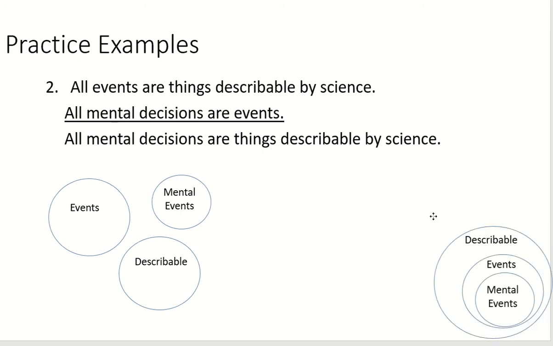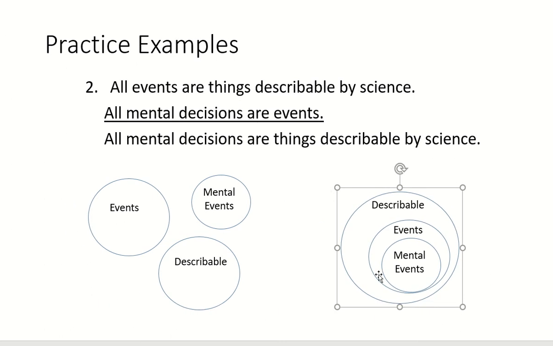There's only one way to draw this out, right? Here's all the things describable by science. All of the events are inside of that, and inside of all of the events are also the mental events. So all mental events are describable by science. Yes, that's correct. I understand that this is not the most straightforward thing you've ever heard. So if you need to go over this a couple of times, I understand.